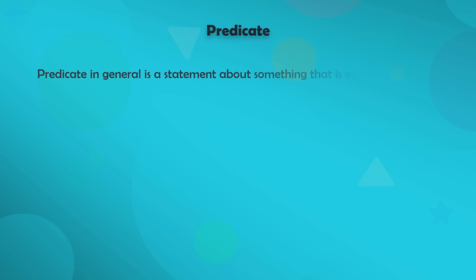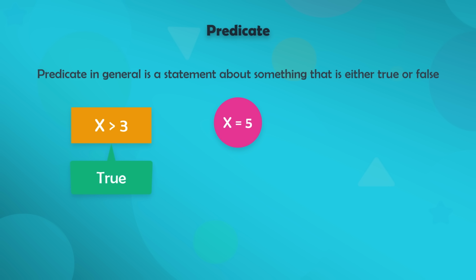One last keyword we have is predicate. A predicate in general is a statement about something that is either true or false. For example, I have the variable x of type integer. It has the value 5. And I have the following predicate. Here I am checking if the variable content is greater than 3 or not. The result of this predicate is true, because 5 is greater than 3. I have another predicate here. This returns false, because 5 is not greater than 7. So, a predicate always returns true or false.